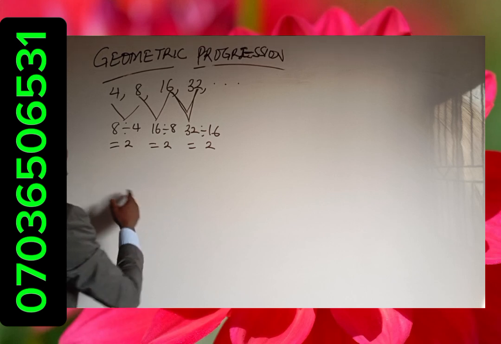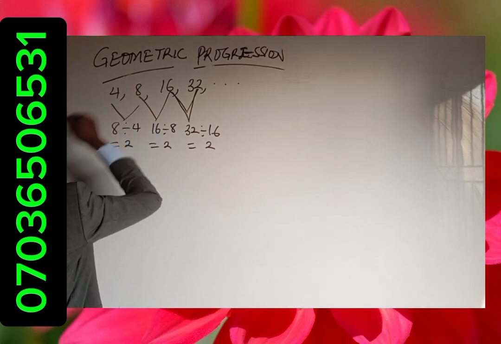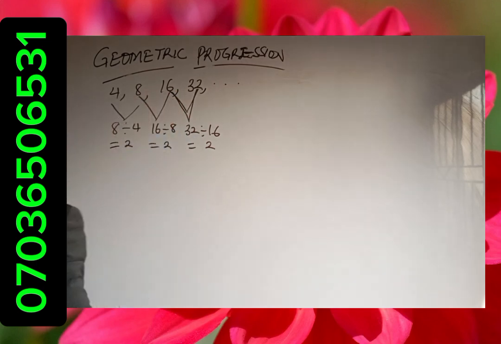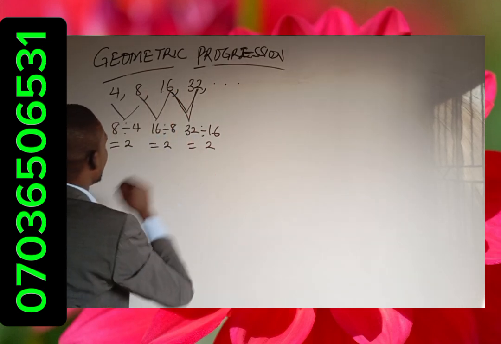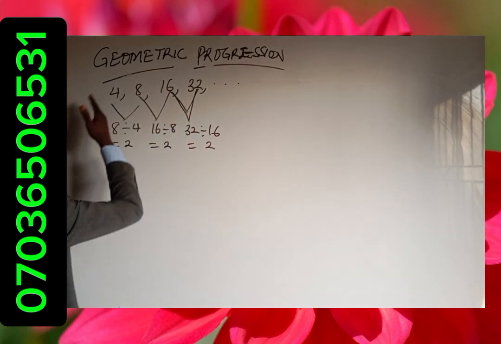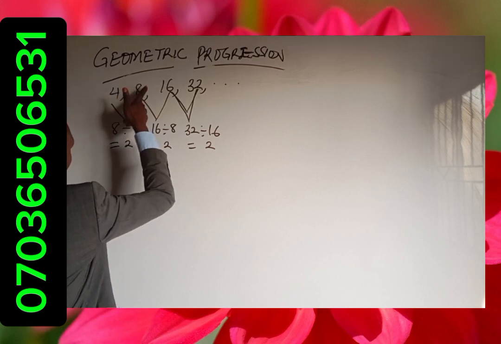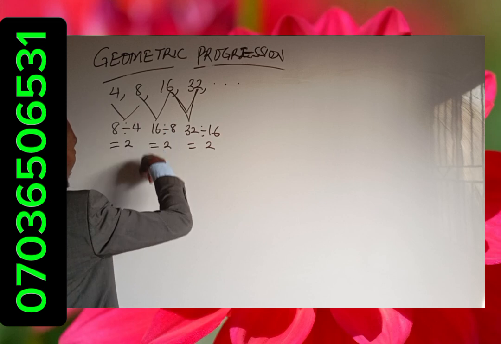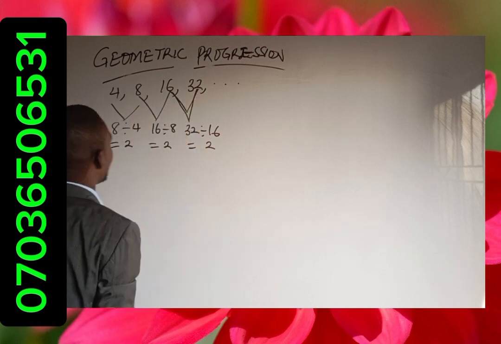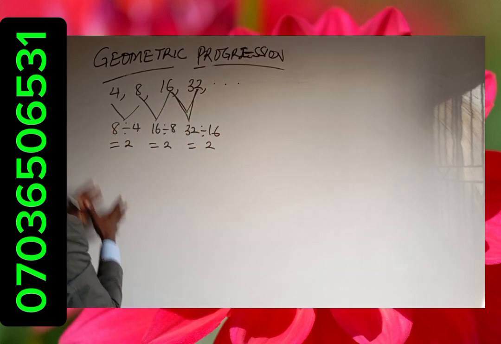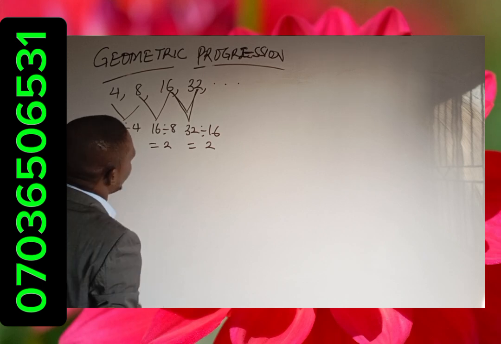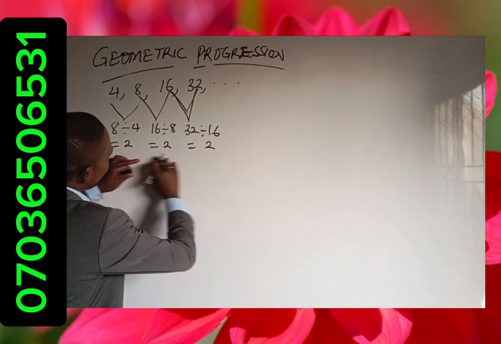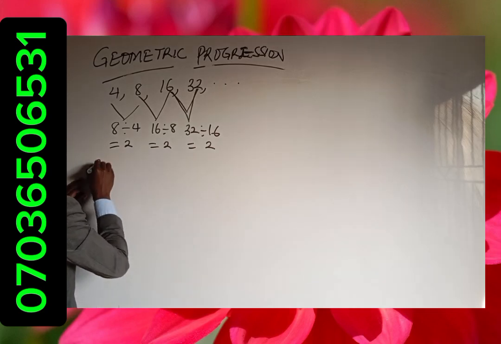What do I mean by ratio? 8 divided by 4, 16 divided by 8, 32 divided by 16: 2, 2, 2. Also, if you do it this way, 4 divided by 8 will give us half, 8 divided by 16 is half, 16 divided by 32 is half. So this is called a geometric sequence. This ratio is called the common ratio.